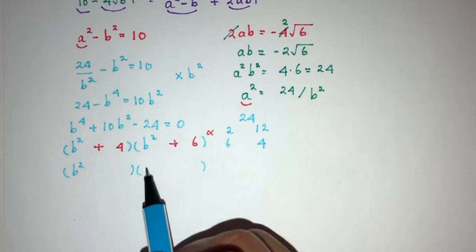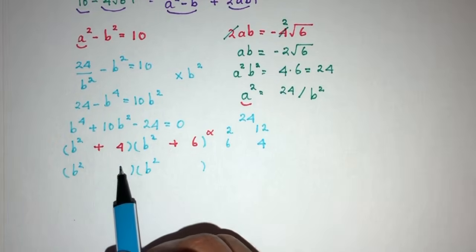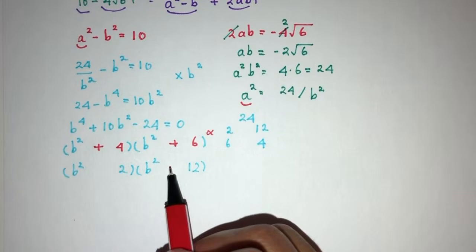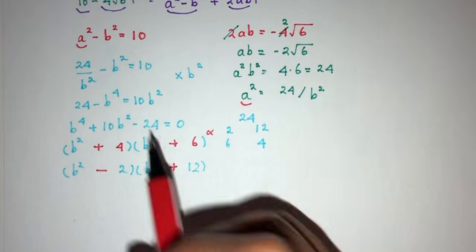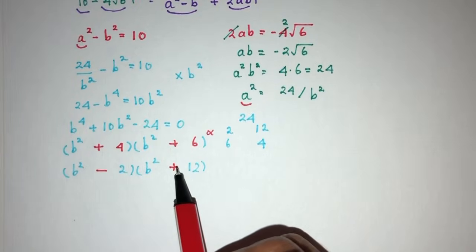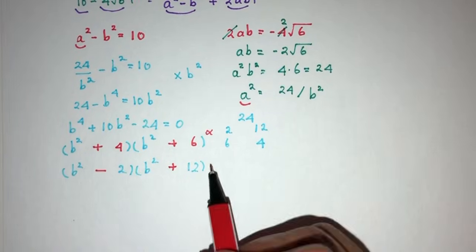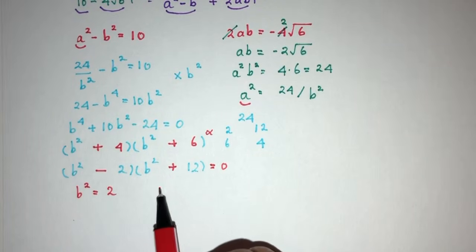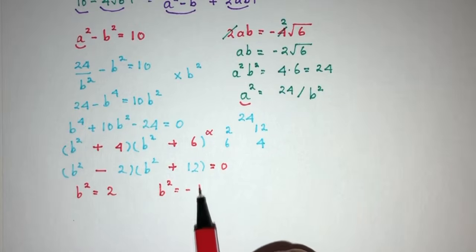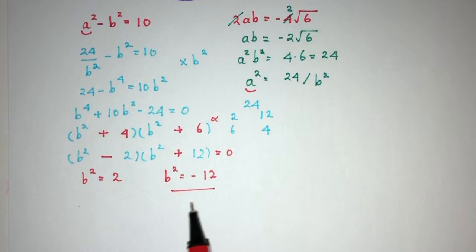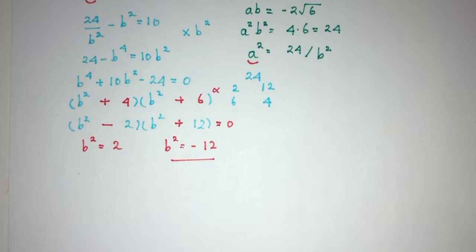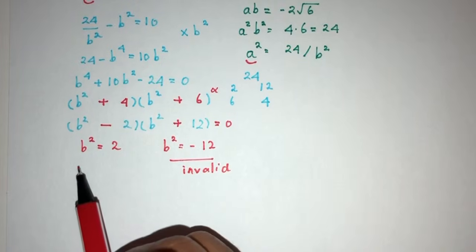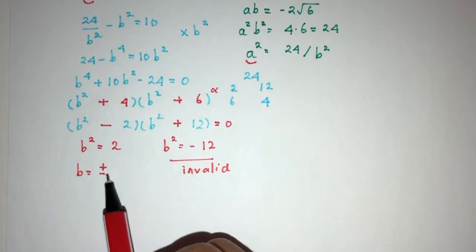For b squared, we have to use 2 and 12. For us to get plus 10, we have to use plus 12 minus 2. And minus times plus is minus. Here we have minus. It is good. If that makes sense, right? So b squared will be 2 and b squared will be minus 12. Obviously, this is not possible because the square of any value will be positive. It cannot be negative. So this is invalid. Now for this one, b can be plus minus root of 2.